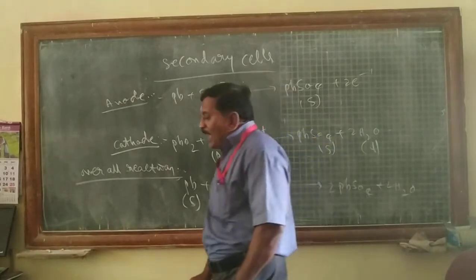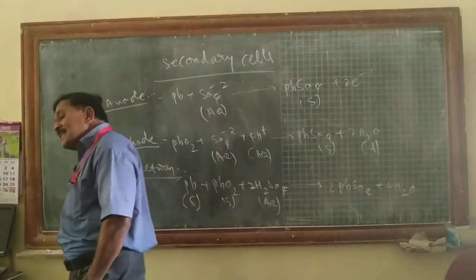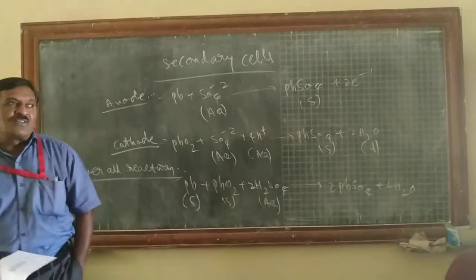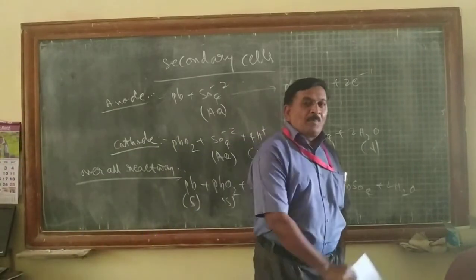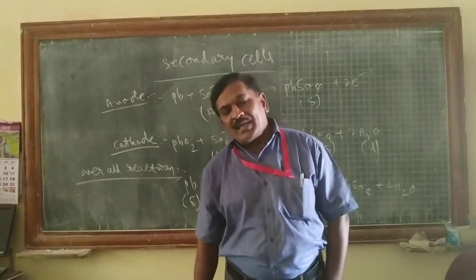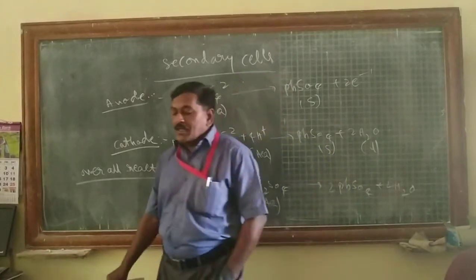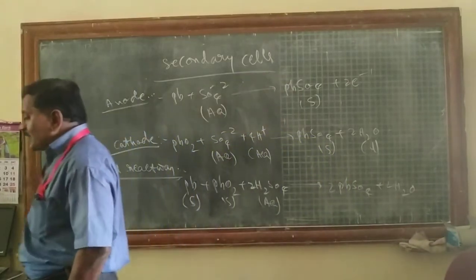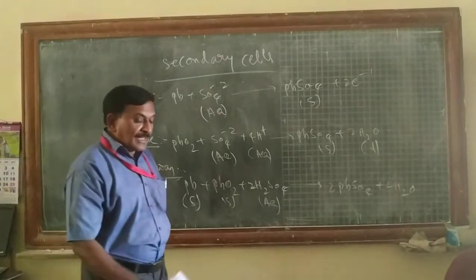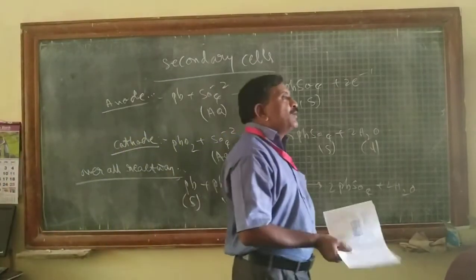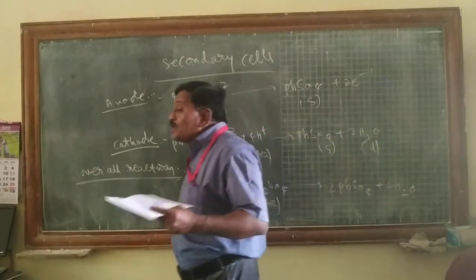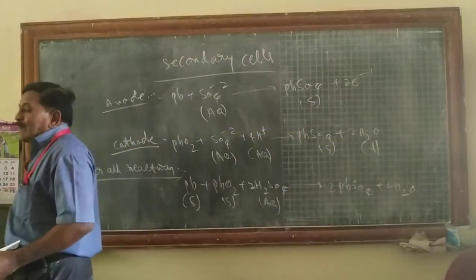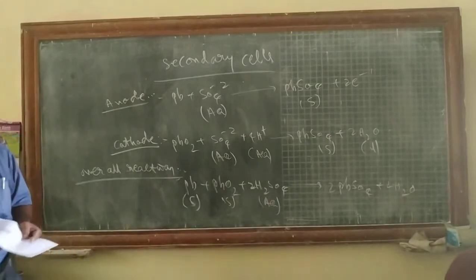Both primary cells and secondary cells are used for the production of power. The primary cells are each 1.5 volts, 2 volts or 3 volts. But inverters, UPS or automobiles can use high voltages, that is 230 volts or 220 volts. The charging of the batteries is important.